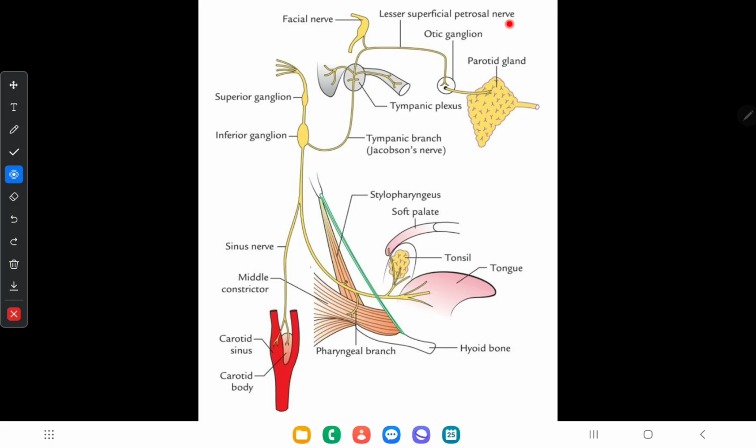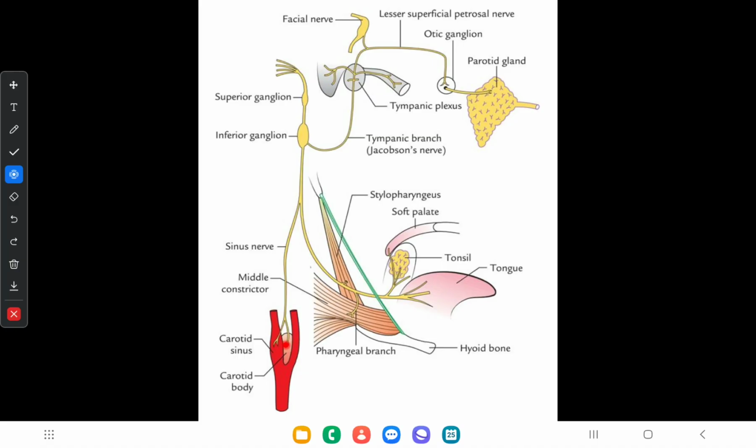Then there is a second branch called carotid sinus nerve. It arises just below the inferior ganglion for the supply to carotid body and carotid sinus. The carotid body contains chemoreceptors that monitor the carbon dioxide and oxygen concentrations in the blood, and carotid sinus contains baroreceptors that monitor the arterial blood pressure.